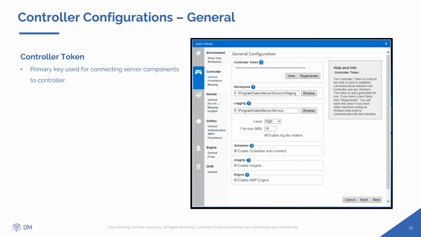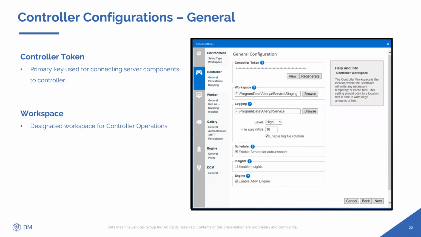Again, talking about a multi-node environment, this is the secret where everything is going to be connected: the controller token. It is possible to regenerate this token in case it becomes compromised. Also, we have the workspace where the controller stores temporary or cached files, and again, it must be in a location where a large amount of files can be placed.